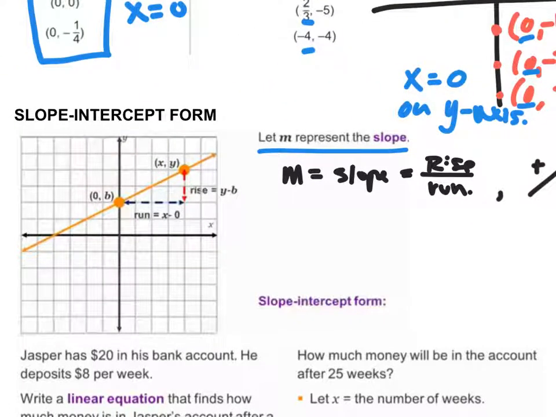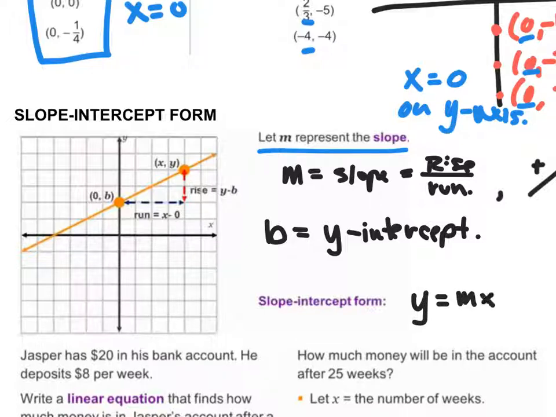Now, b represents your y-intercept. And so what we can do is write this equation in slope-intercept form, and that is going to be y equals mx plus b. So given a graph, we can identify the slope, and that's the steepness, rise over run. We can also identify the y-intercept, which is where it crosses the y-axis, and then we can automatically generate an equation. So pretty cool.